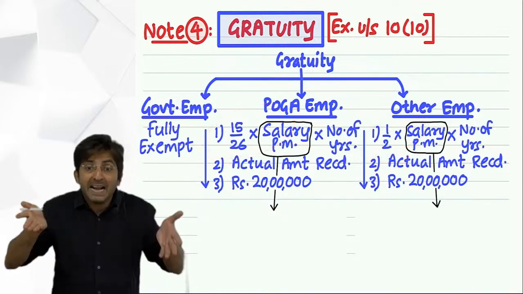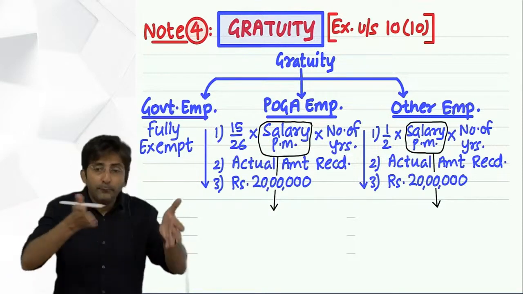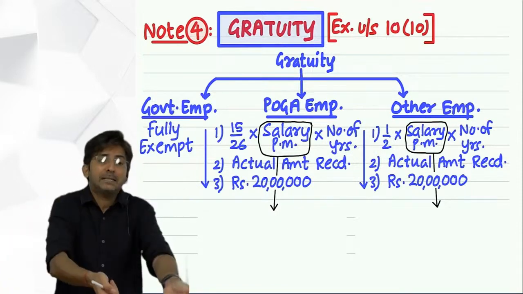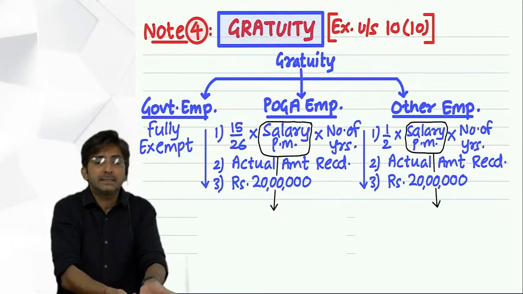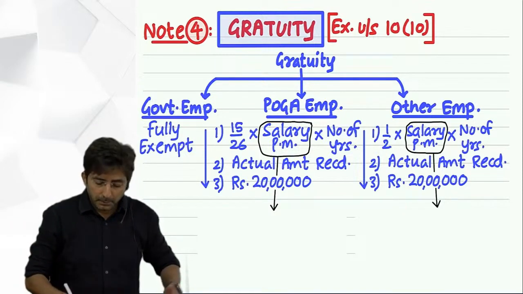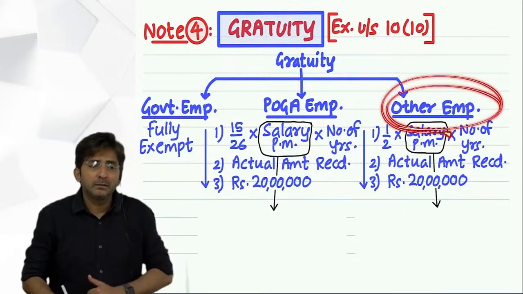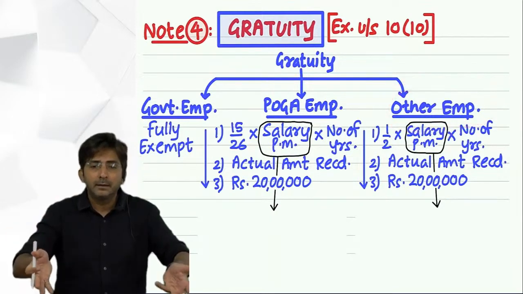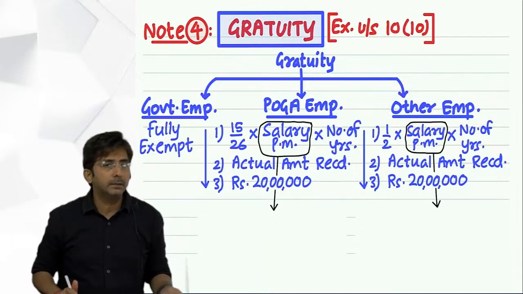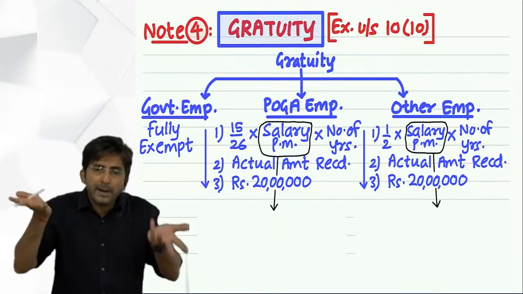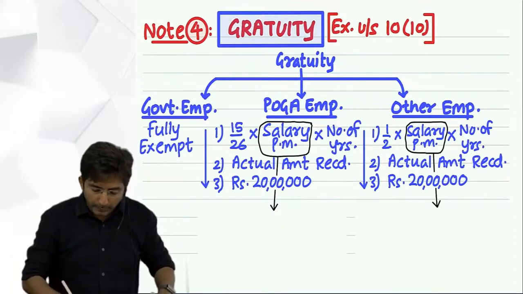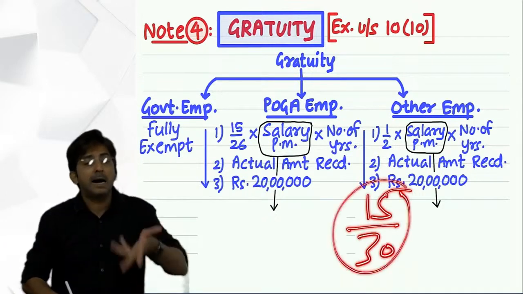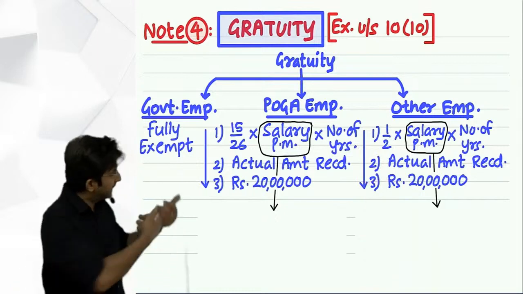See, the main doubt a student will have is, why 26 here and 30 there? Because there are two different acts, and in two different acts there are different provisions. In the Payment of Gratuity Act, it is written that 1 month is 26 days. But here that Act is not applicable. So if the Act is not applicable, we go by normal thinking. Normal thinking says 1 month is 30 days. So according to that, 15 upon 30, which eventually becomes half. Rest everything is the same.